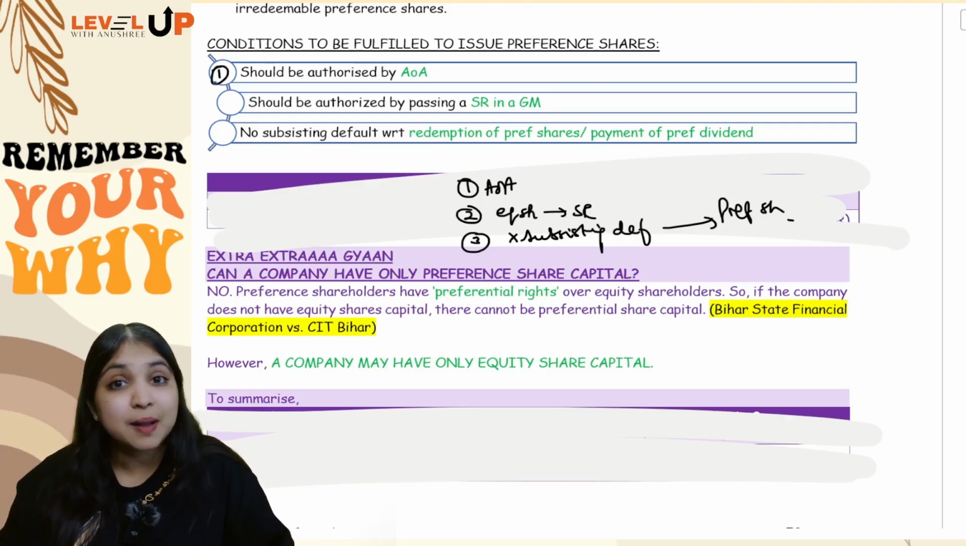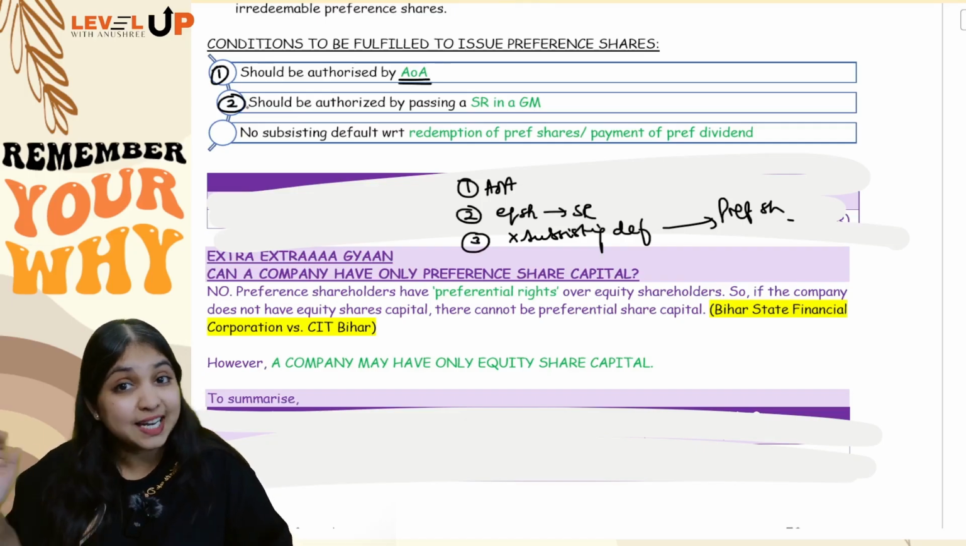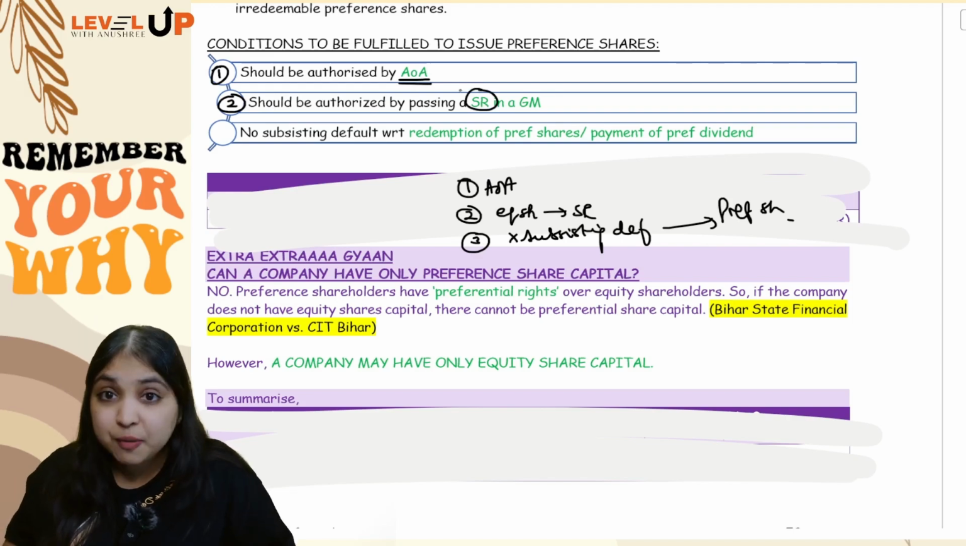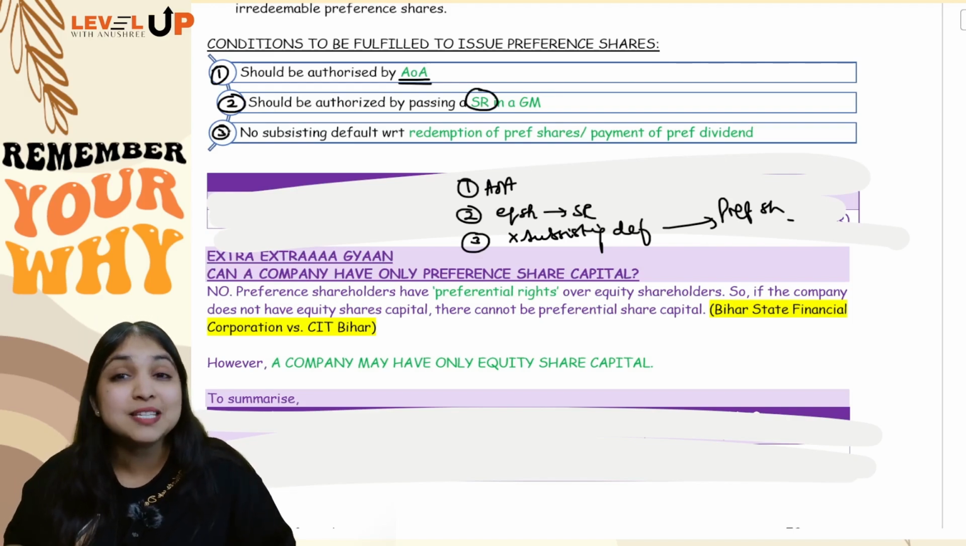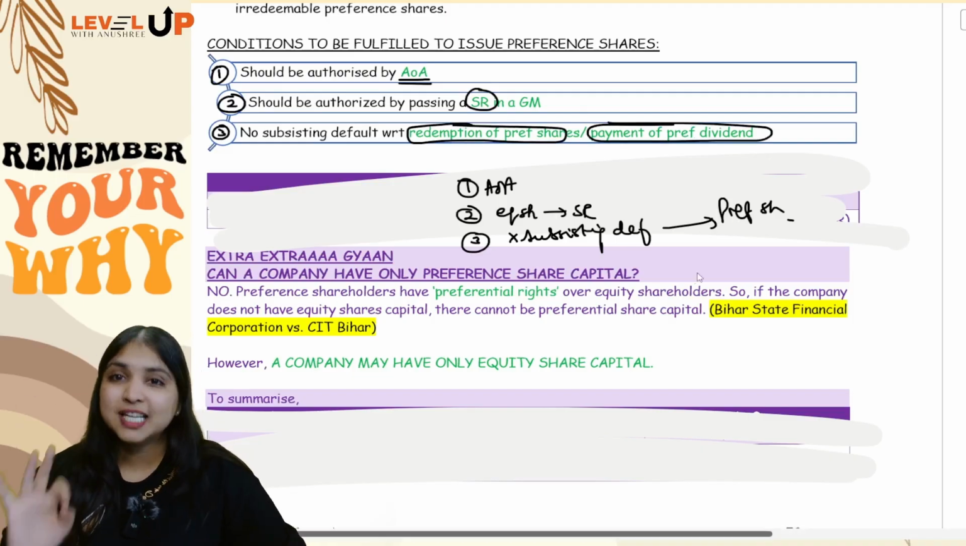So come on guys, once again, what are the three conditions? Condition number 1, if the company wants to issue preference shares, it should be authorized by AOA. Number 2, we need permission of our equity shareholders in the form of an SR. And number 3, there should not be any subsisting default relating to redemption of preference shares and payment of preference dividend. Okay, these were 3 conditions.